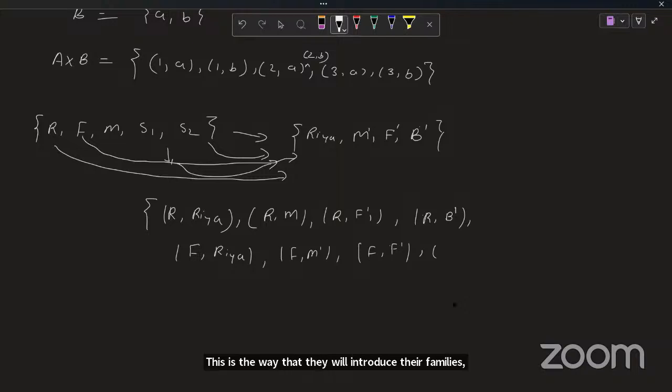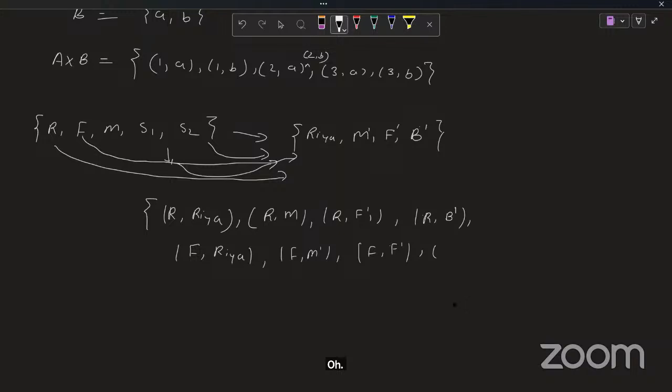So in the Cartesian product itself, we are getting married. Set A wants to get married with B. So you can remember it this way, and easily understand.